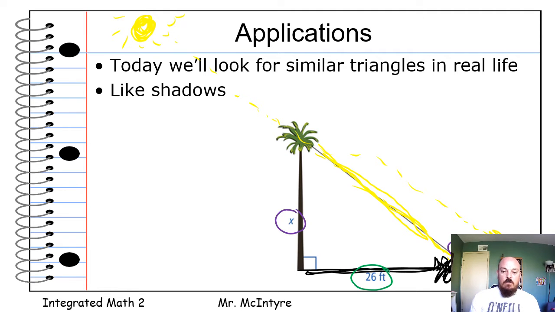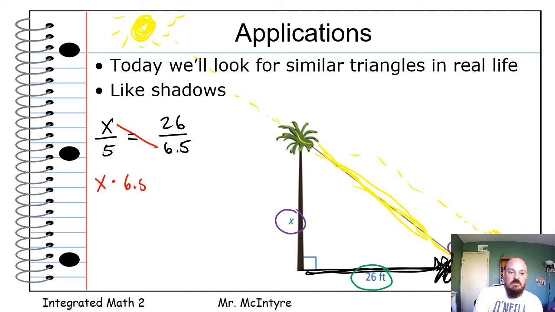So if I wanted to solve this, I would set up a proportion. It doesn't matter which one. I'll go with the purple one first, and I'll say X over 5 equals, and then the green one, 26 over 6.5. Now, once you've gotten the proportion set up, we always solve it the same way. This is our third day in a row. We're solving by cross multiplying. So I'm going to multiply one diagonal, X times 6.5, equals, and then multiply the other diagonal, 5 times 26.